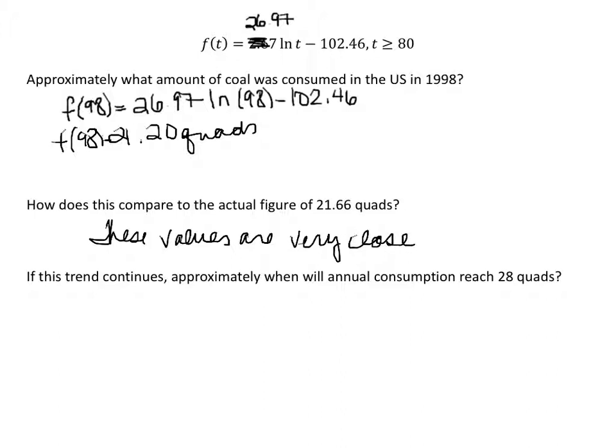So then the last question, which is the part that requires what we've been working on: if this trend continues, about when will that consumption reach 28 quads? So now we'll set f of t equal to 28. We're going to have to solve this. First, move that one over by adding 102.46 to both sides, and we get 130.46.